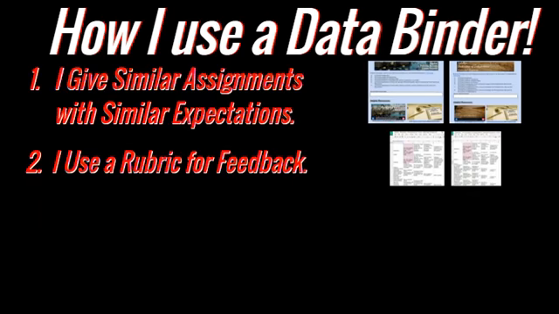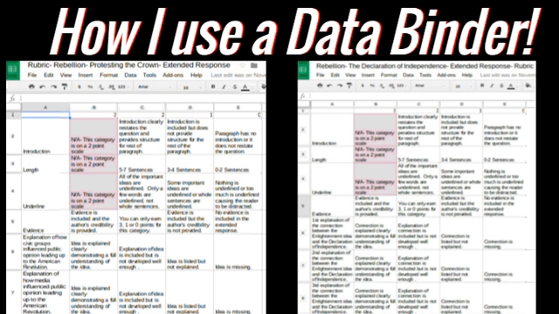Next, because I give similar assignments, I can use similar rubrics for feedback. This is going to save you a lot of time because you can simply make a copy of a rubric that you used for a previous assignment. All you then have to do is change some of the categories. This would be the topic, the answer categories.